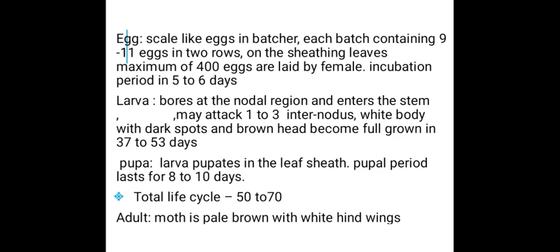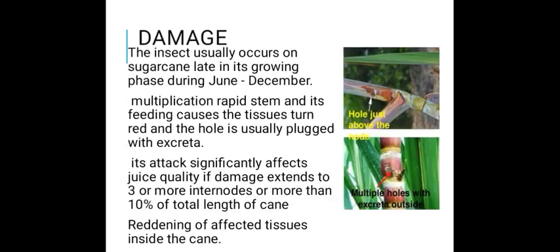Pupa: larva pupates in the leaf sheath. Pupal period lasts for 8 to 10 days. Total life cycle 50 to 70 days. Adult moth is pale brown with white hind wings.